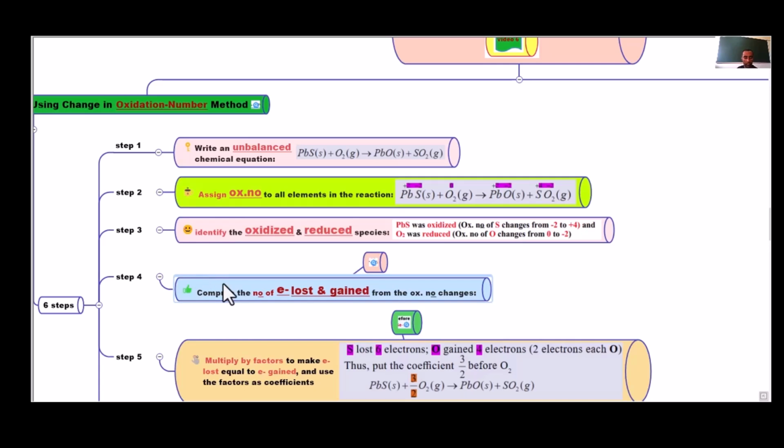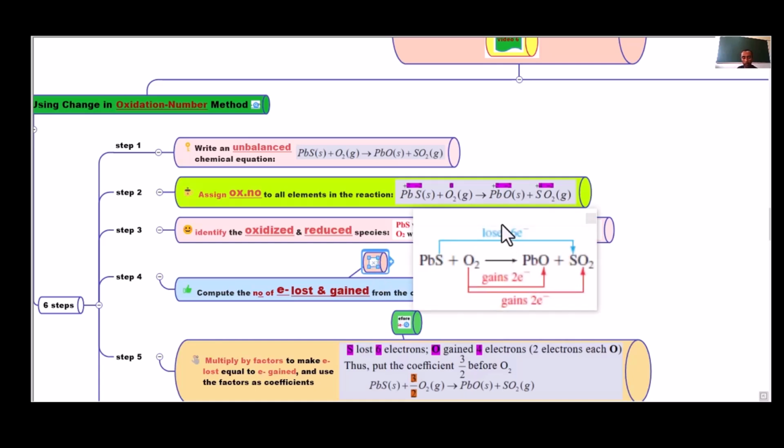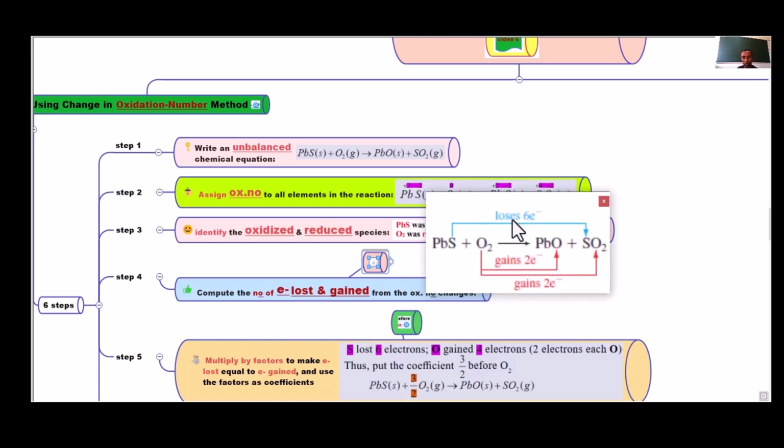Step 4 is to compute the number of electrons lost and gained from the oxidation number. Here, the number of electrons lost by sulfur is 6, and the number of electrons gained by oxygen is 2, that is, 2 electrons for each oxygen, totally 4.